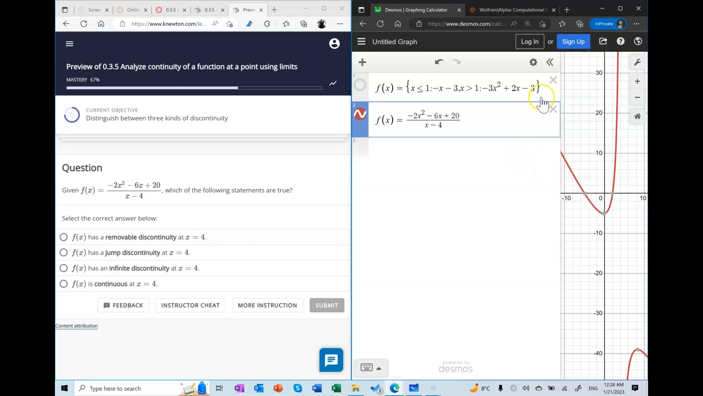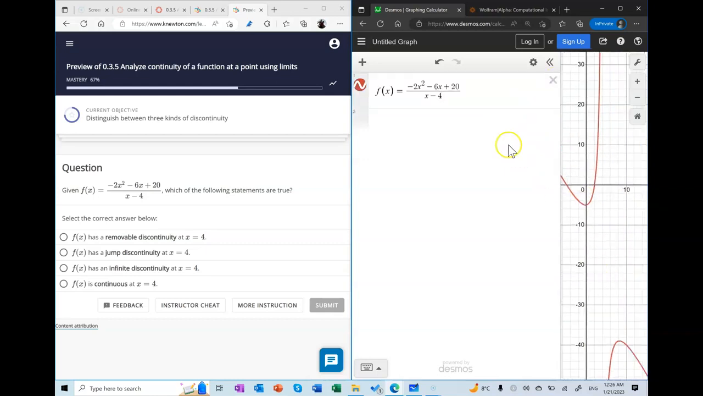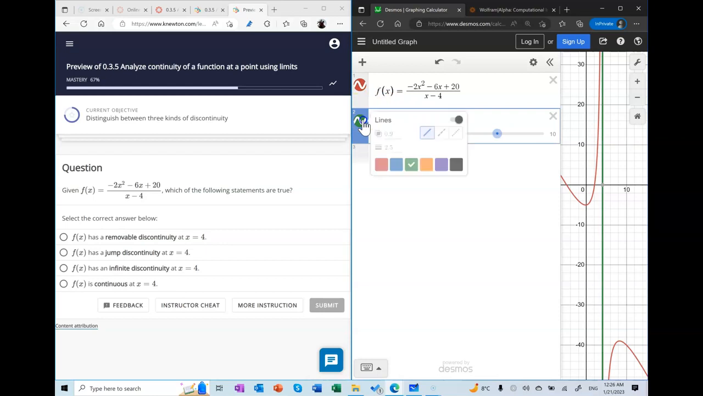Ooh, no, this one's not. That was a surprise, right? So what's going on here at x equals 4? At x equals 4, we have a vertical asymptote. And therefore, we have what's called essential or infinite discontinuity.